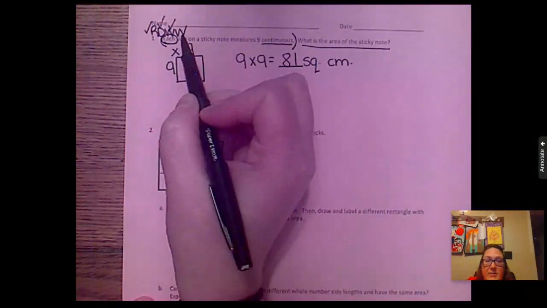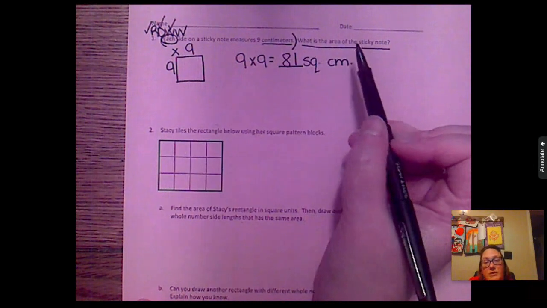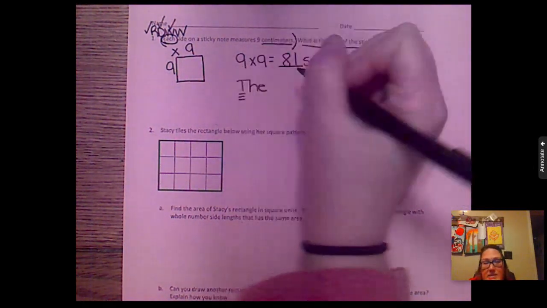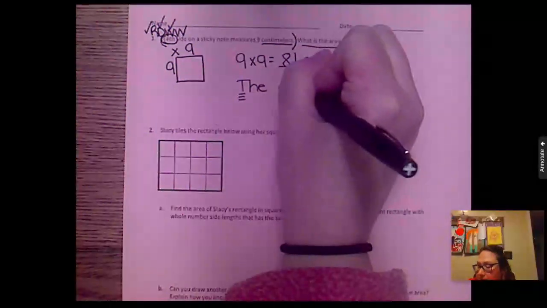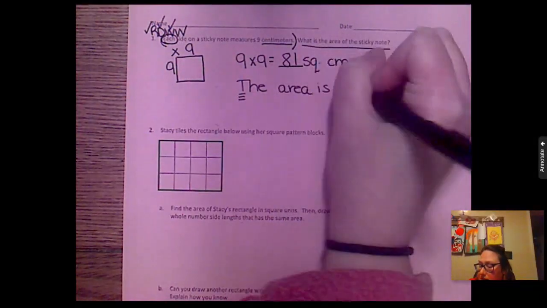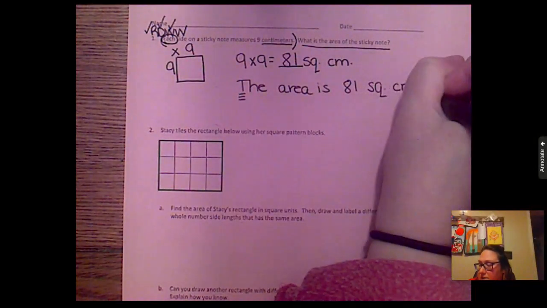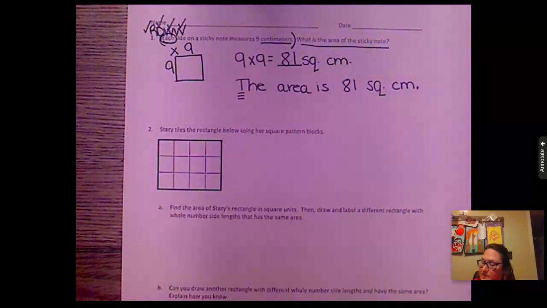And that last W is to write a word sentence. So for the word sentence, I go to my question, which says, what is the area of the sticky note? So, The area, with a capital T, those 3 lines mean capital, right? The area is 81 square centimeters, period. And I can check off that last W. What do we think? Very similar to what we worked on in our last unit, right? Except this time we're just calling it area. Good. All right, let's take a look at number 2.